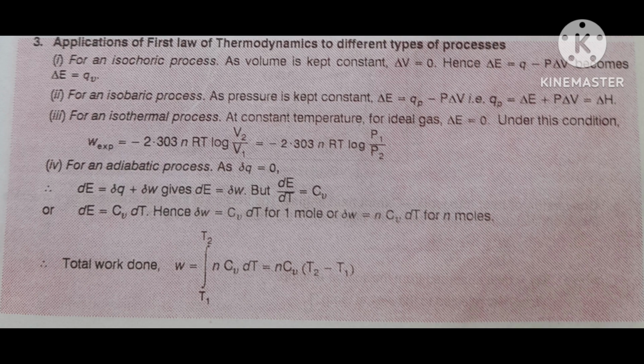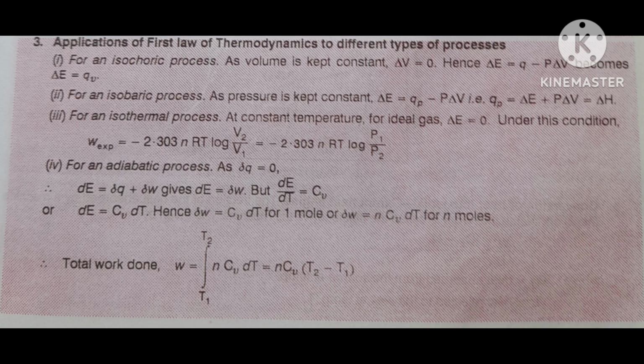And one more process is there, the adiabatic process. Adiabatic process means delta Q is equal to 0. Adiabatic process means neither heat will come into the system nor will it go outside the system. Whatever it is, less or more, it will be only in the system. Heat will not go outside, and if it is less, it will not be taken from the outside. Okay, that is the adiabatic process. Here delta Q is equal to 0. Neither heat will enter nor leave.